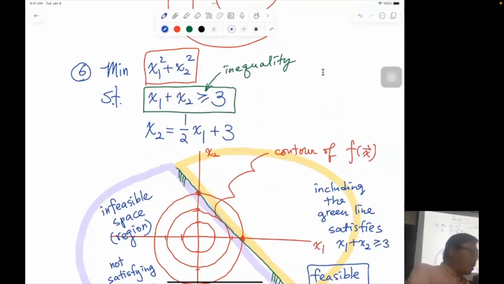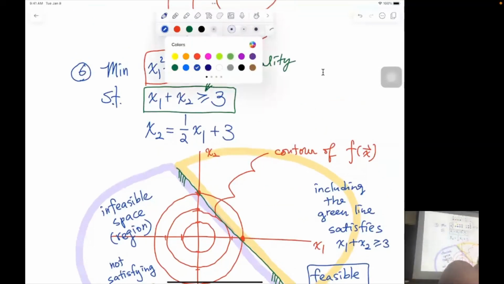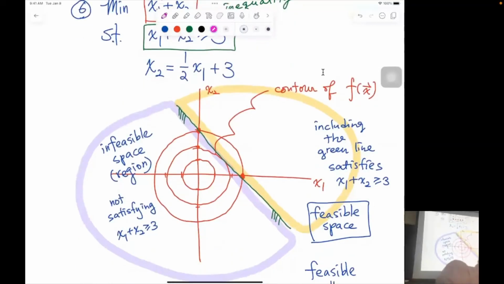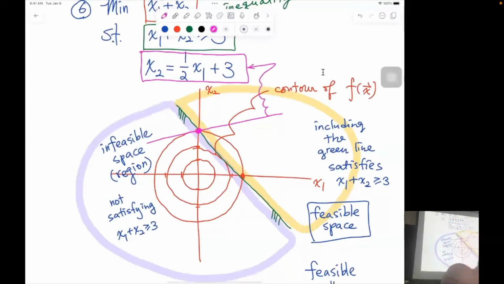How about the other constraint here? Let me try a different color. This color. So to draw this line, I need 0, 3 here and 1/2. So this purple, I should say maybe pink or magenta, or let me call it pink. This pink line is actually this one. So I must stay on this line because there's an equal sign here. It's an equality constraint.